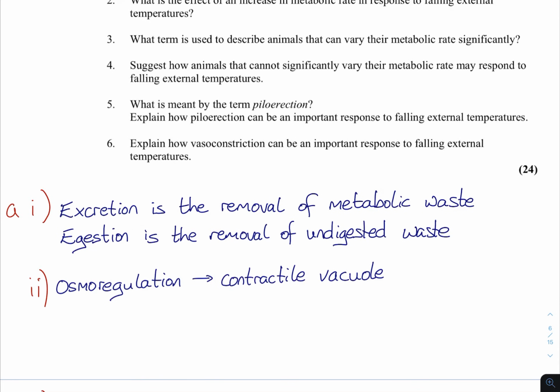Egestion is the removal of undigested waste, such as feces. You have to know those definitions inside out, really. And then for the amoeba, how do they carry out excretion? Well, they undergo osmoregulation, and they do that by using a contractile vacuole. The contractile vacuole sucks in the water and expels the water when it's full, to prevent the cell from bursting.